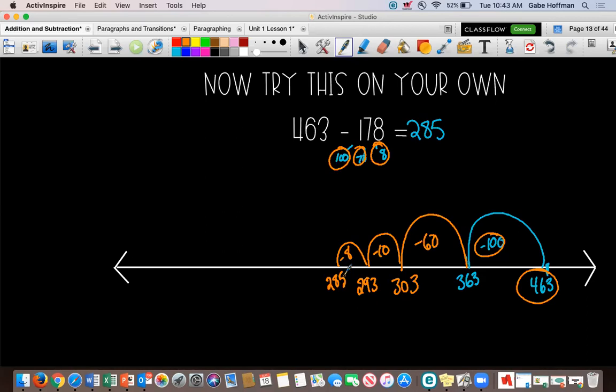So you can make those jumps any way as long as you end up doing 100, 70, and 8. That's one of the nice things about a number line. It takes a little bit more time, but you can break the numbers up easier on a number line any way you would like. All right, we're going to go through one more strategy.